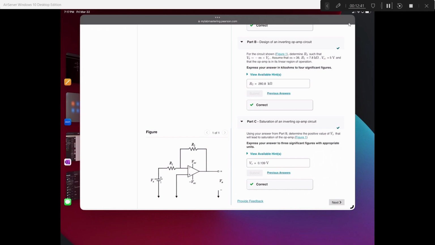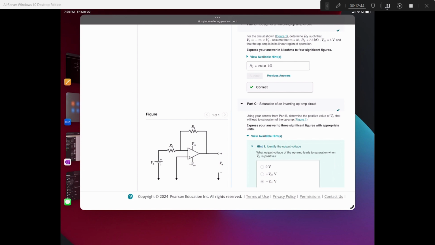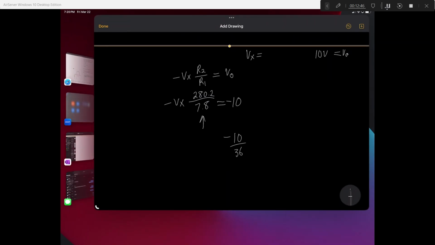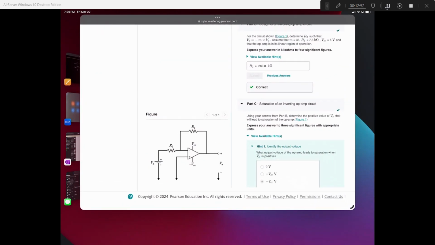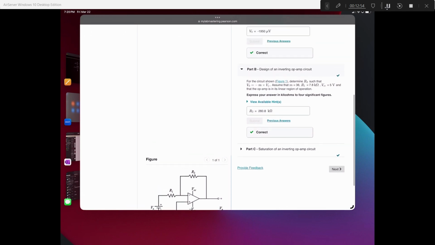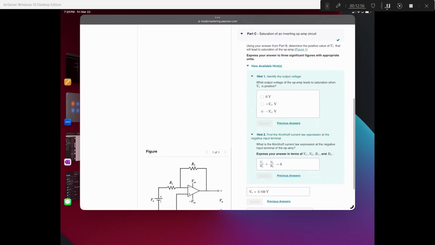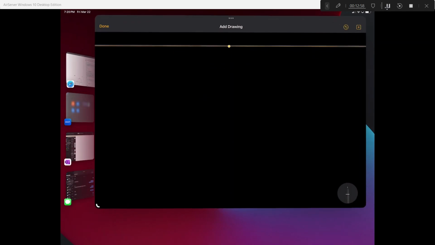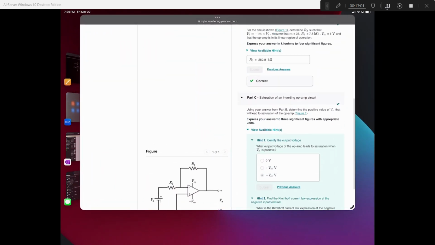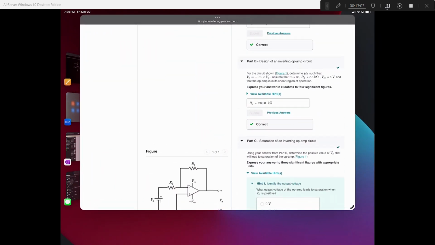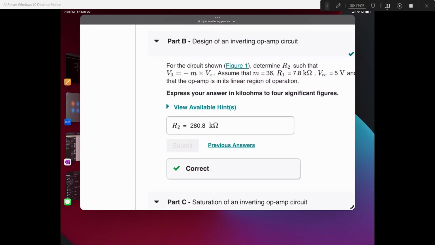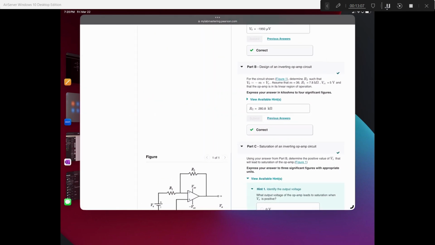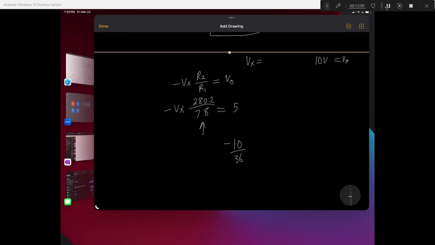Wait a minute, I see where I messed up. This is not 10, and the previous problem B is 5. Right? So we're dealing with the number 5. As you can see, VCC is 5 from part B. We're using part B. Alright, so this is 5.